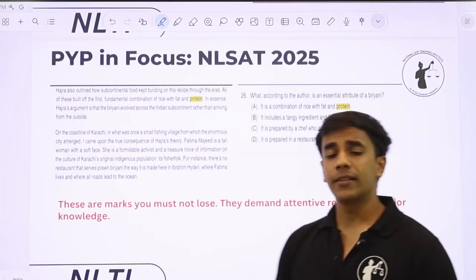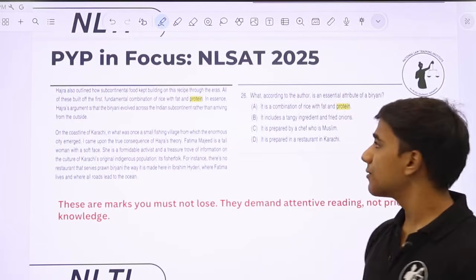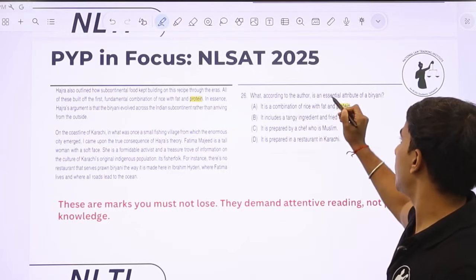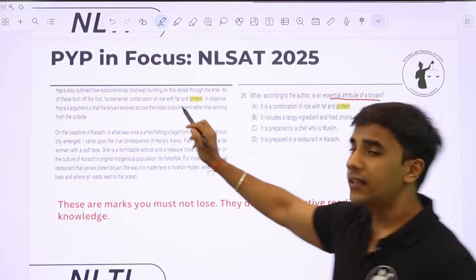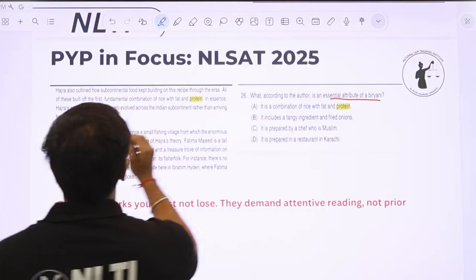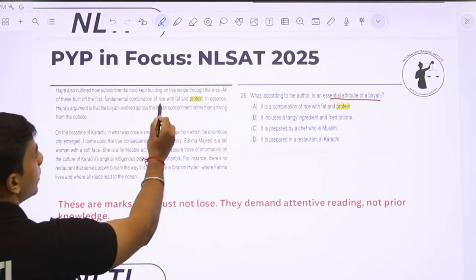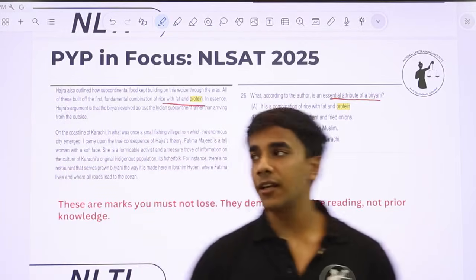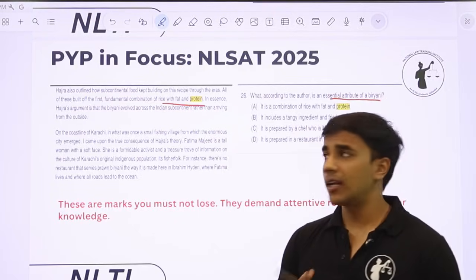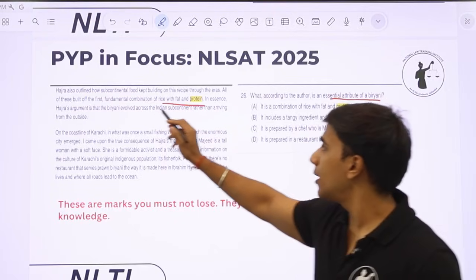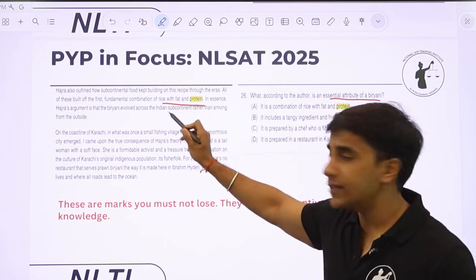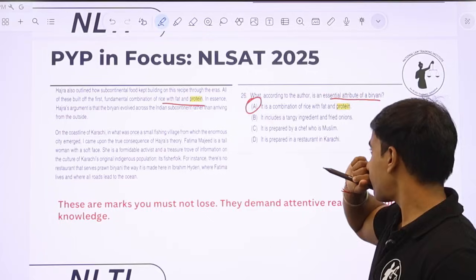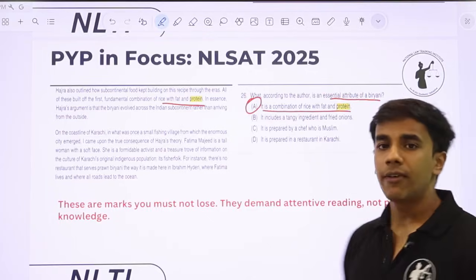Another example from the NLSAT 2025 paper, I think this is from the Karachi biryani passage. The question was, what according to the author is an essential attribute of a biryani? Here, as you can see in the passage, all of these build off the first fundamental combination of rice with fat and protein. So the passage has directly talked about how biryani is made, and it says that an essential attribute of biryani is a fundamental combination of rice with fat and protein. And here, answer option A, sorry, it is a combination of rice with fat and protein.